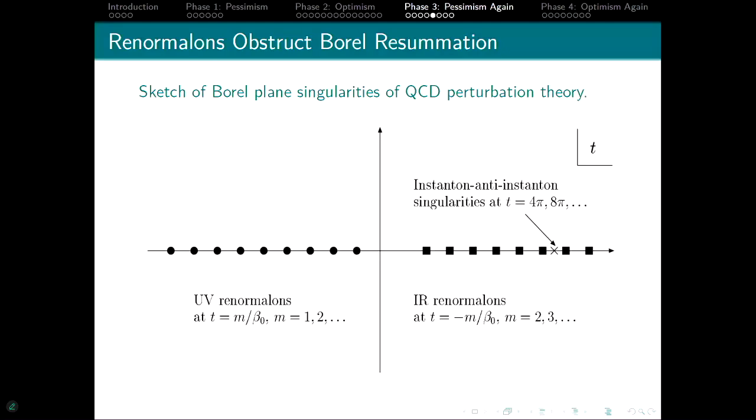And in the case of QED, the ones on the positive real axis, so the important bit, are related to the ultraviolet structure of the theory, so they're called ultraviolet renormalons. In the case of QCD, the singularities are associated with the infrared structure, so they're called infrared renormalons. And then that X is an instanton, because QCD also has a non-trivial vacuum structure, so you expect tunneling effects, and instantons are also going to crop up there.